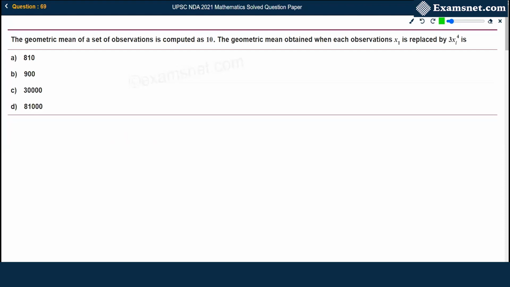In question number 69, it's given the geometric mean of a set of observations is computed as 10. The geometric mean obtained when each observation xi is replaced by 3xi to the power 4. Okay, so first we will talk about geometric mean, right?